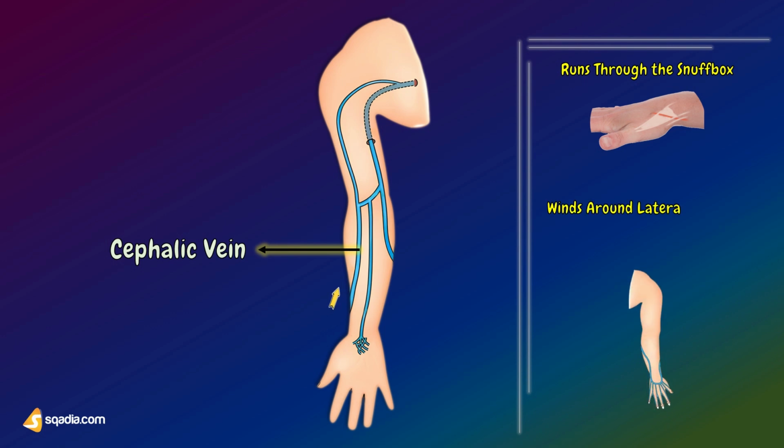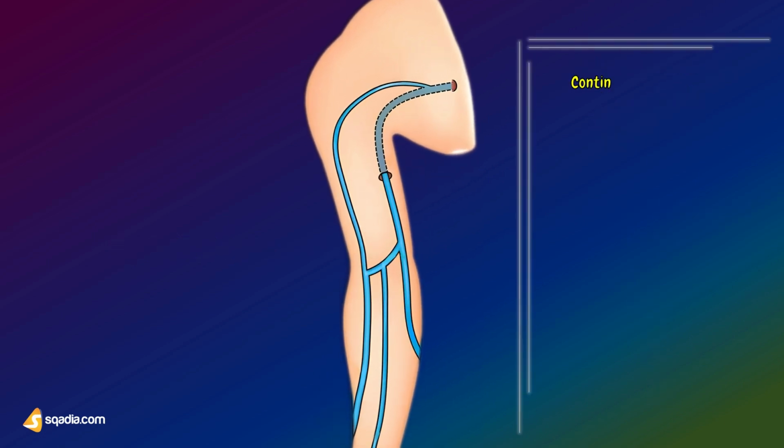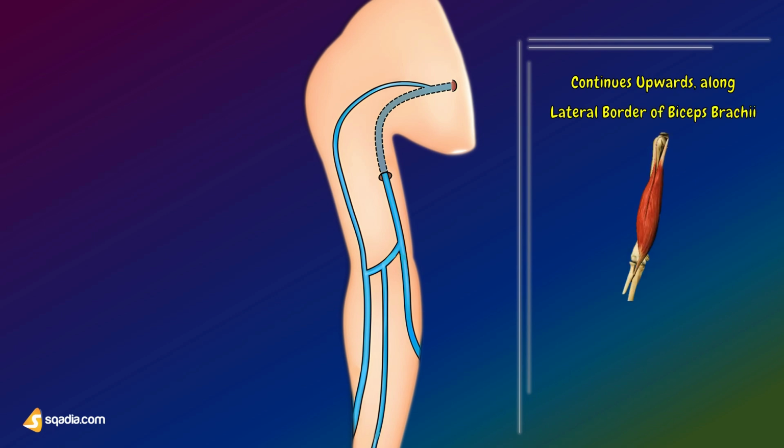It continues upwards in front of the elbow and along the lateral border of the biceps brachii. After that, the cephalic vein pierces the deep fascia and the clavipectoral fascia and joins the axillary vein.